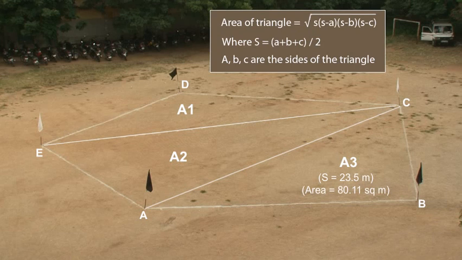Similarly, for triangle EAC, the area is 92.49 square meters. Finally, for triangle DEC, the area is 45.35 square meters.